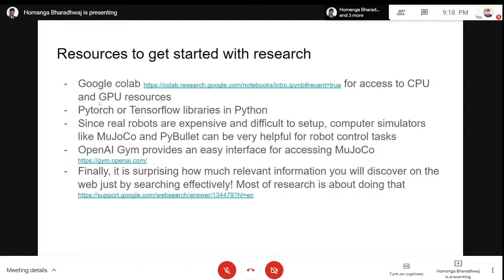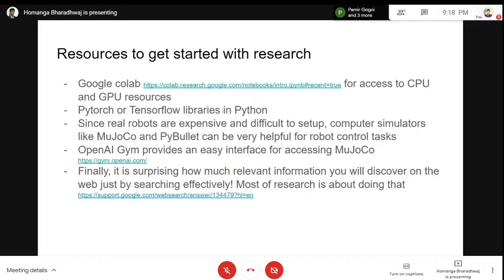So this is definitely one of the most important tools now to use if you don't have a physical machine with you. And the second important thing are these PyTorch or TensorFlow libraries that are becoming increasingly popular for deep learning applications, because they let you do backpropagation efficiently and you don't have to write code for backpropagation.